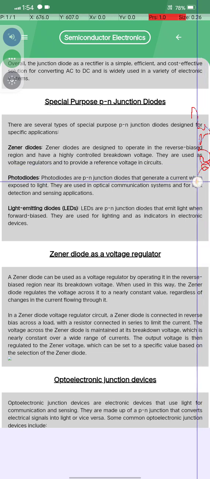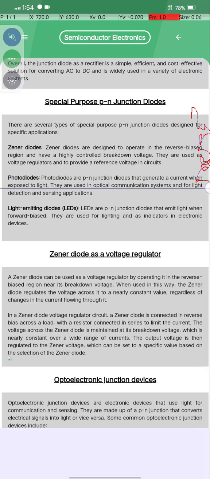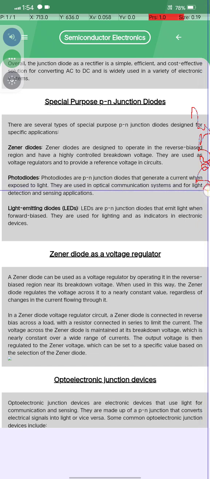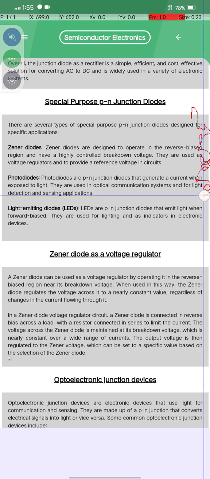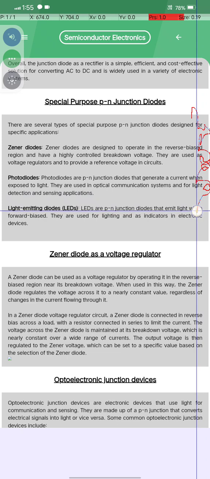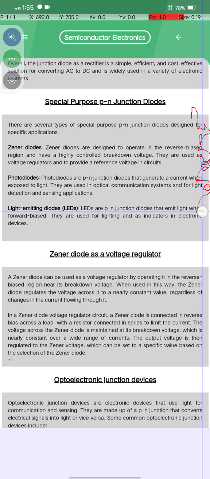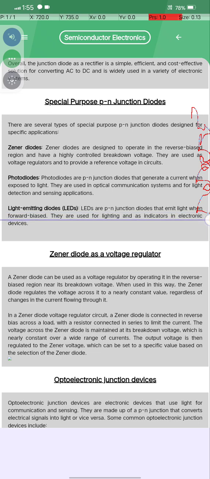What is a photodiode? Photodiodes are p-n junction diodes that generate a current when exposed to light. They are used in optical communication systems and for light detection and sensing applications. What is a light emitting diode? A light emitting diode has a p-n junction like a diode that emits light when forward biased, and they are used for lighting and as indicators in electronic devices.